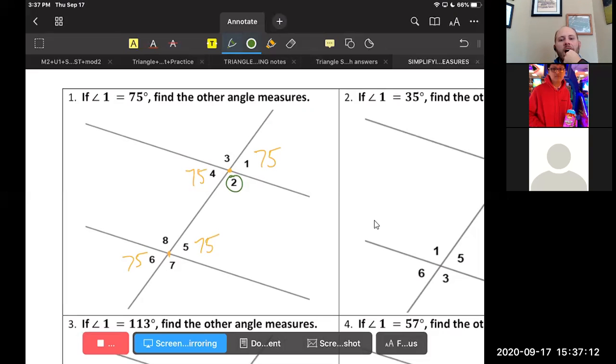Number 3. What is it? How can I find, if 1 and 2, if I add those two together, I make 180. And I know that 1 is 75. How can I find number 2? What can I do with 180?